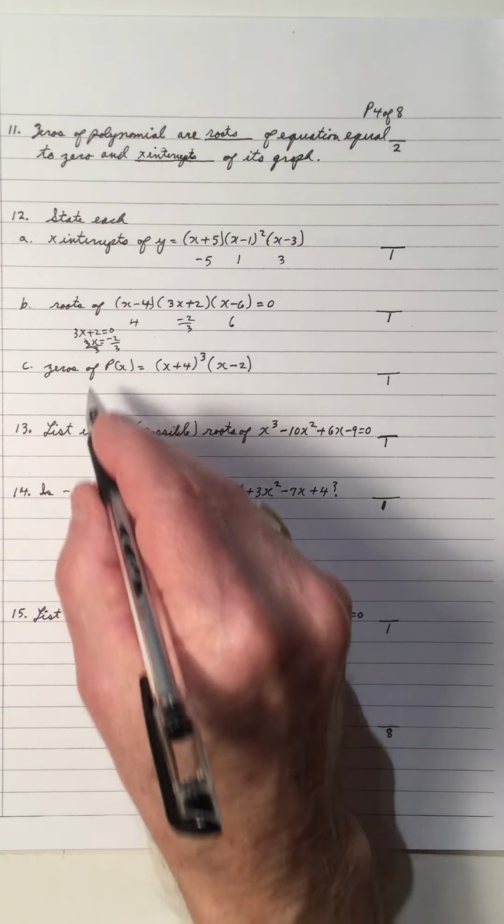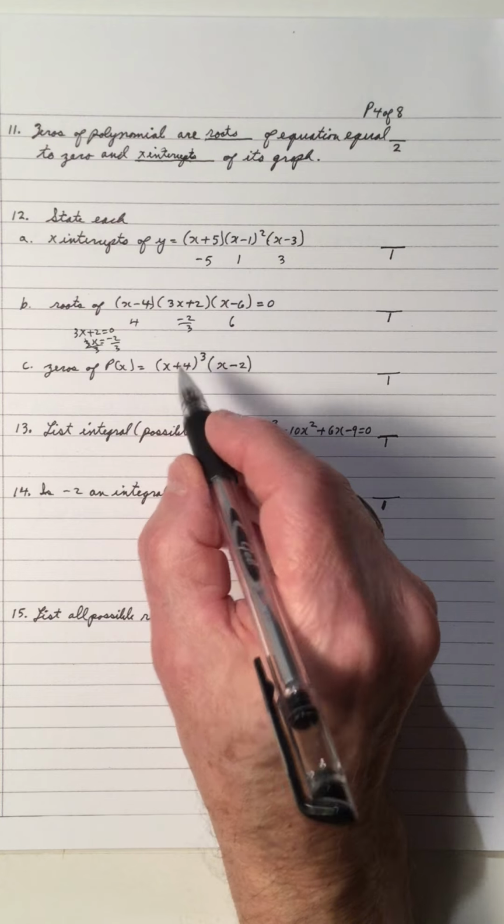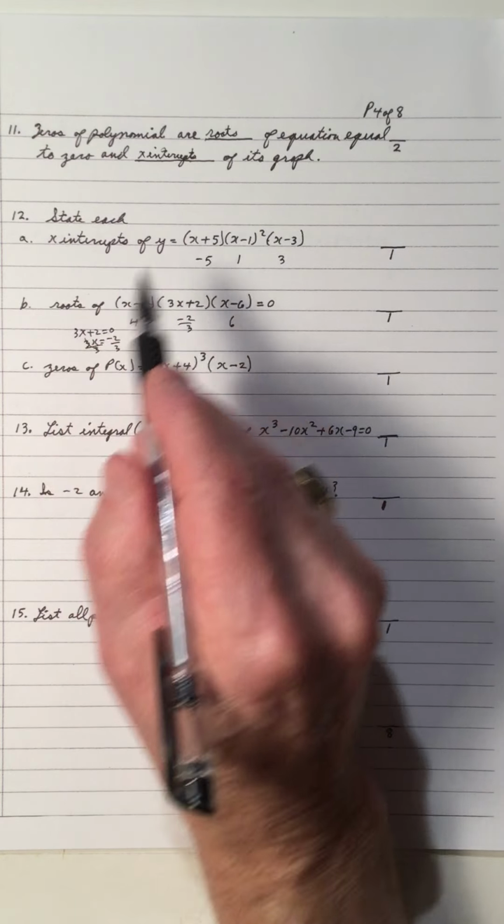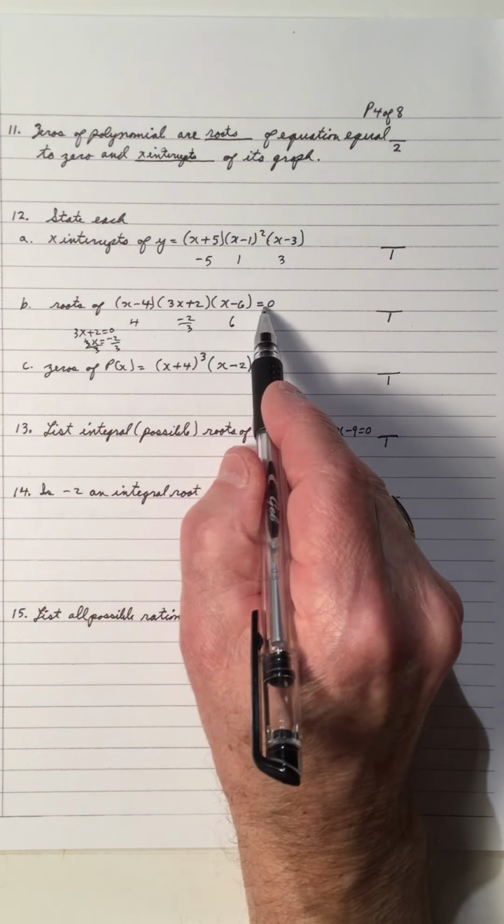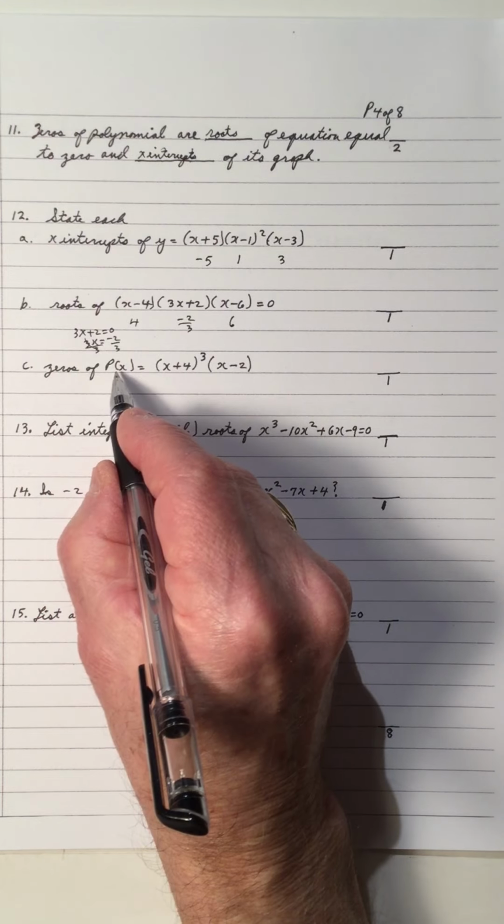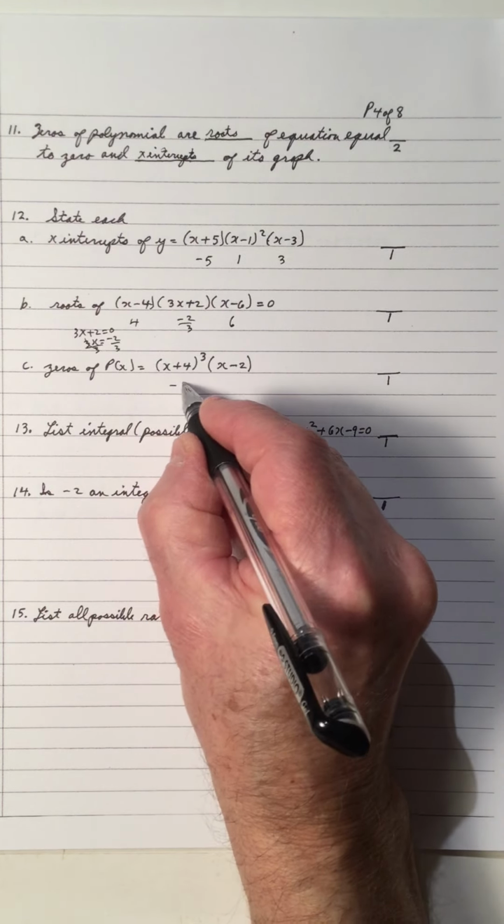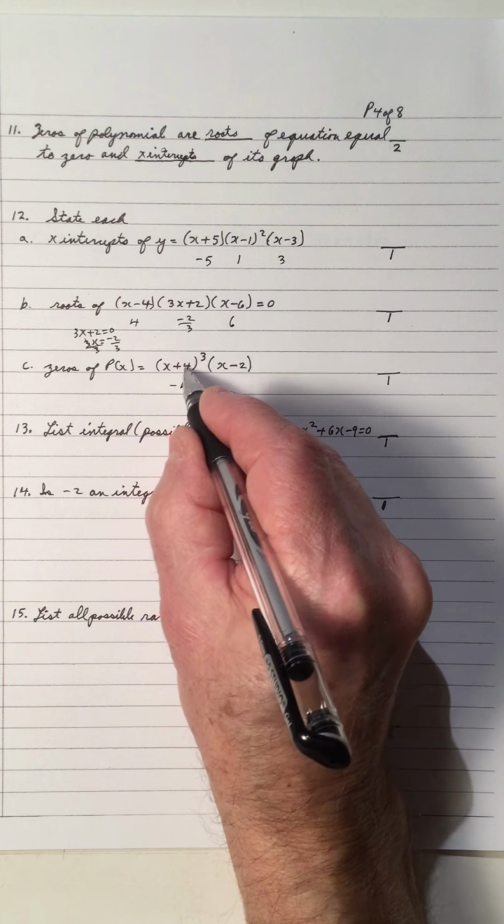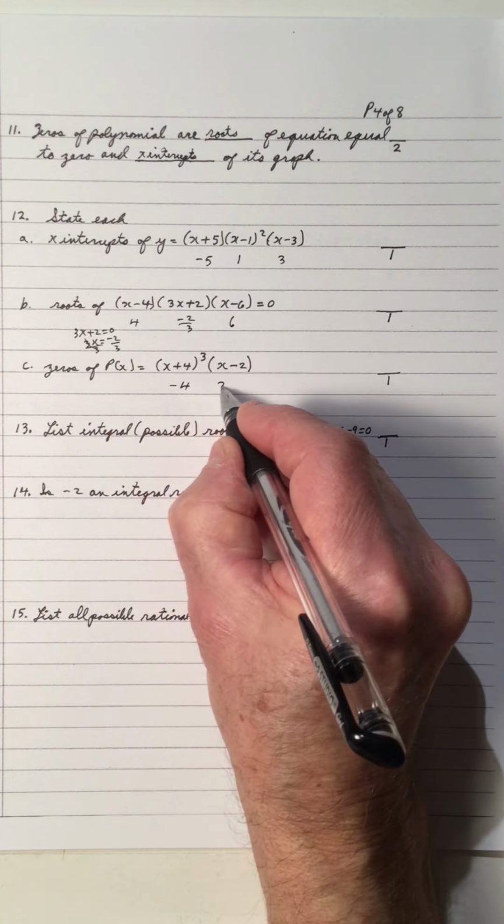Give yourself a mark. Zeros of a polynomial. Notice we have the x-intercept of a graph, we have the roots of an equation equal to 0, and we have the zeros of a polynomial. And the zeros are the values of x that make this 0. So it's negative 4 and 2.